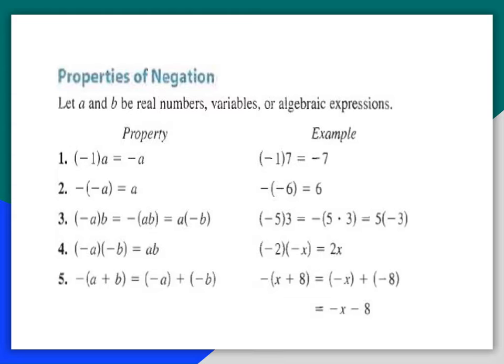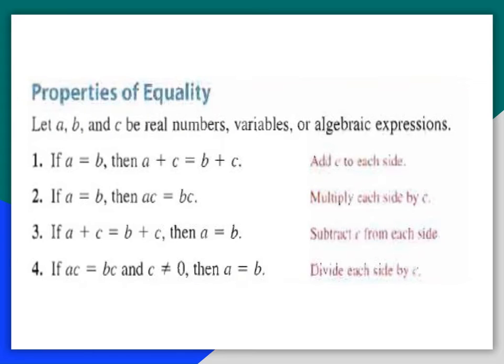And number 5, this is saying that we can also distribute negative values. So negative times the quantity A plus B is going to be equal to negative A plus negative B. Properties of equality. Let A, B, and C be real numbers, variables, or algebraic expressions.